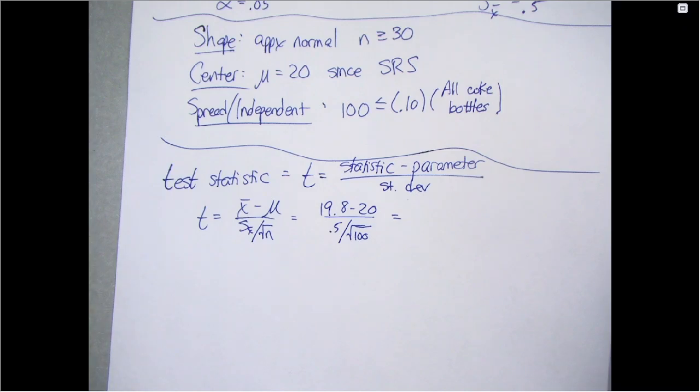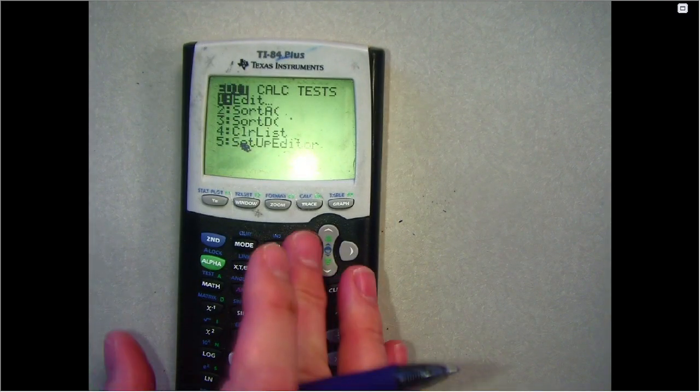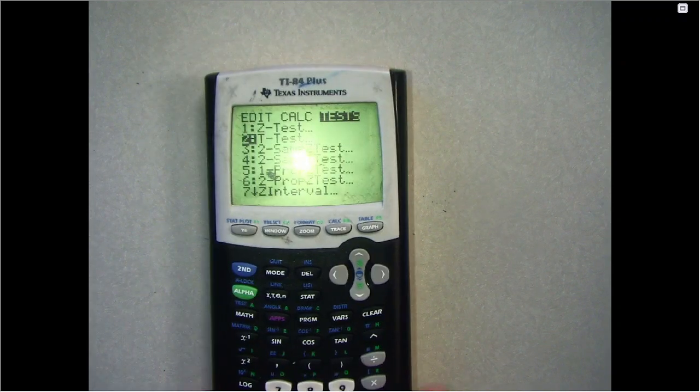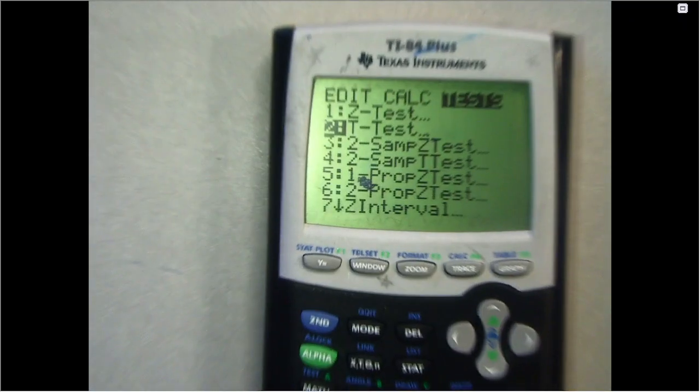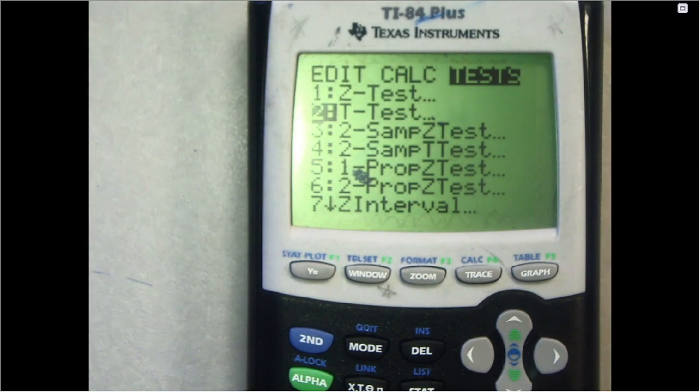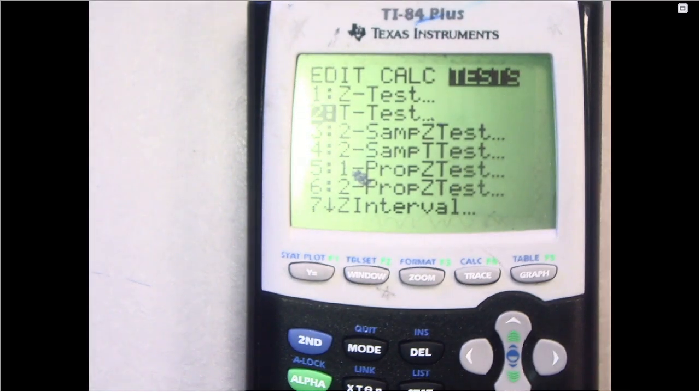Questions on anything yet? This should feel fairly familiar because we've done the process and you've done mean before. We're just putting new stuff with it. But go to your calculator. Stat, and then tests, and then t-test is the second one. We good?